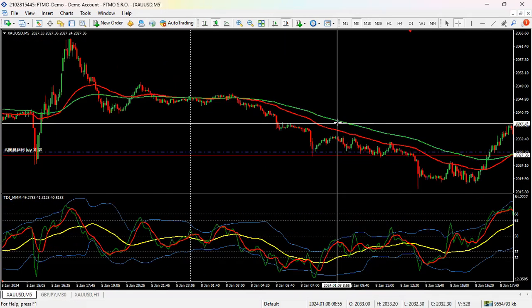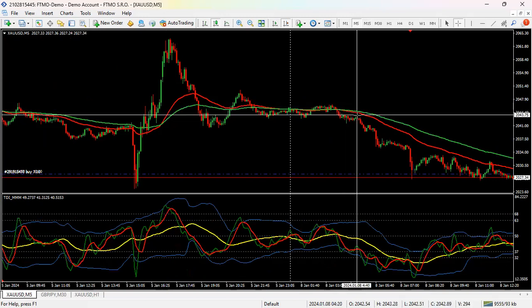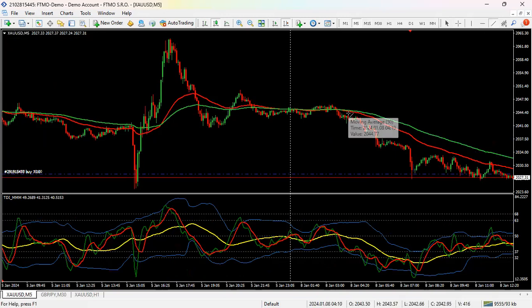So let me just show you this. All right, so we had a cross here. The cross happened. The faster went under the slower. When I say faster, I mean the smaller number went under the slower, which is the bigger number. A moving average is a combination of numbers or data over a period of days. So the more days that are being calculated, the slower it moves. The fewer days that are being calculated, the faster it moves.